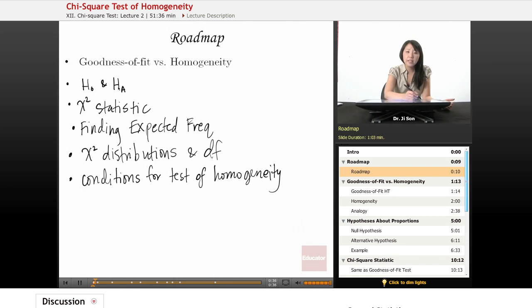We're going to have slightly different null and alternative hypotheses, so we're going to talk about how those have changed. Then we're going to go over the chi-square statistic, and finding the expected values is going to be a little bit different in tests of homogeneity. Finally, we're going to go through chi-square distributions as well as degrees of freedom and the conditions for the test of homogeneity. When can you actually conduct this test statistically legally?